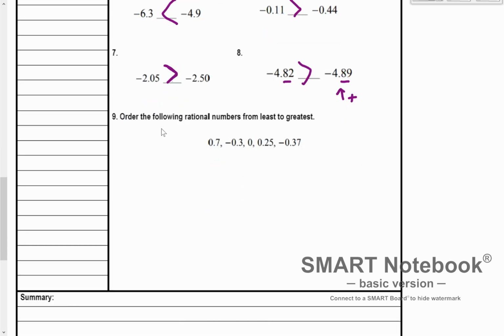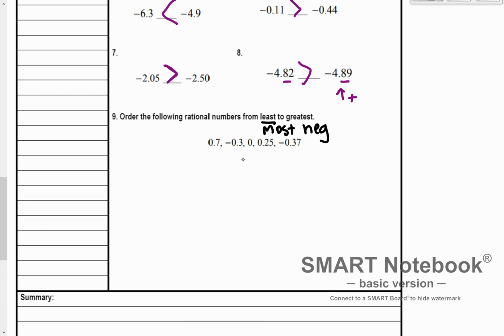Last thing we need to know is how to order them least to greatest. Least to greatest, we are looking for the most negative one first into the greatest value, which is the least negative or the most positive.